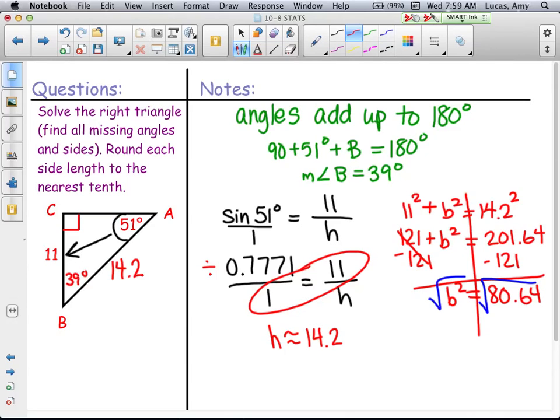And it's about 8.97, so it's about 9. So now I've got all of the missing side lengths and all of the missing angles.